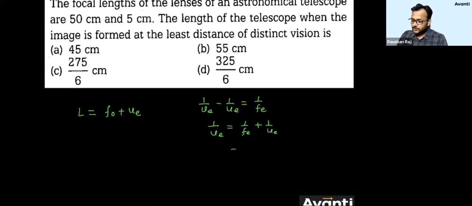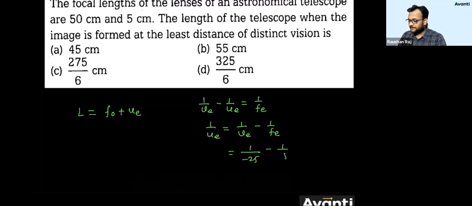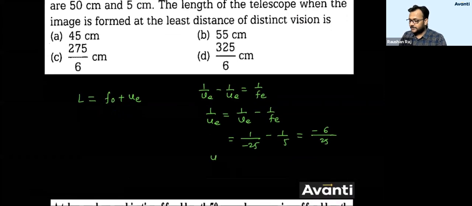So sorry, मुझे तो UE चाहिए ना, तो मैं यहाँ पे UE लिखता हूँ. 1 by UE will be written as 1 by VE minus 1 by FE. 1 by VE क्या हो जाएगा? At the near point minus 25. Focal length 5. Take the LCM. You'll get this as 25. You'll get minus 6. Correct है? So UE will be equal to minus 25 by 6.